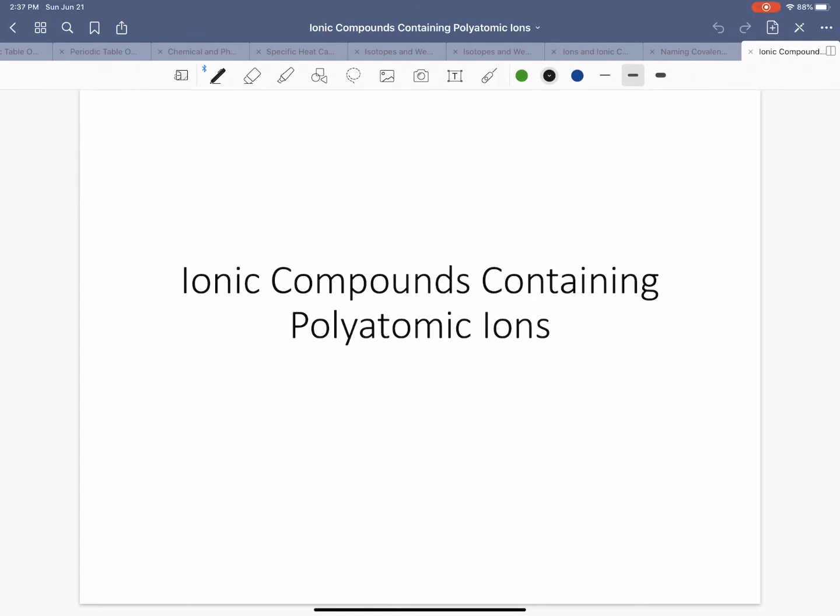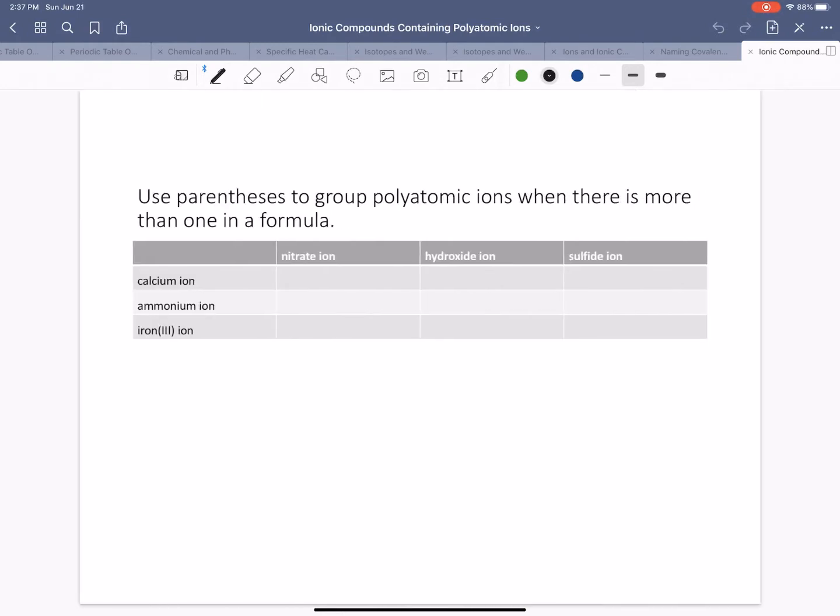Now that we know how to make ionic compounds, and we understand that sometimes nonmetals form covalent chunks that have charge to make polyatomic ions, let's consider how to make ionic compounds containing polyatomic ions. The first step is to recognize the ion and its charge.